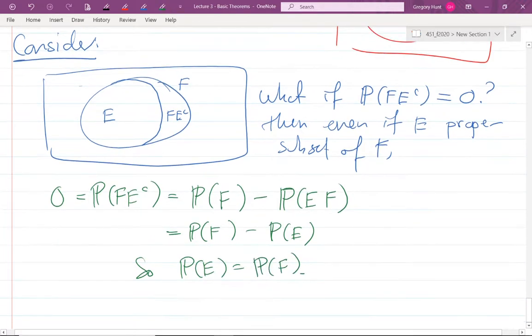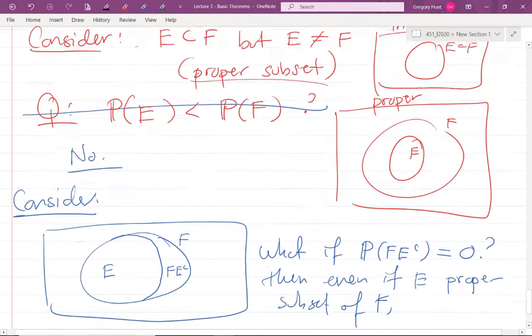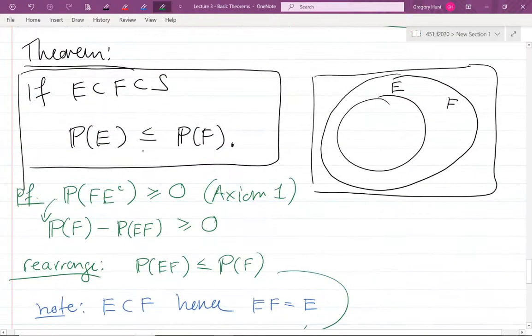So unfortunately, we can't get any kind of stricter statement. Even if you know they're proper subsets, they still could have the same probability. But nicely enough, you know that at least with a weak inequality, it's true. If E is a subset of F, probability of E is less than or equal to, maybe not strictly less than, but less than or equal to the probability of F. Okay.